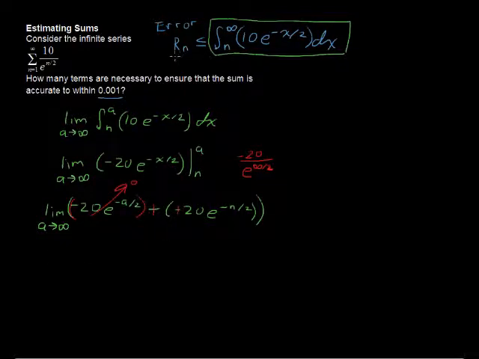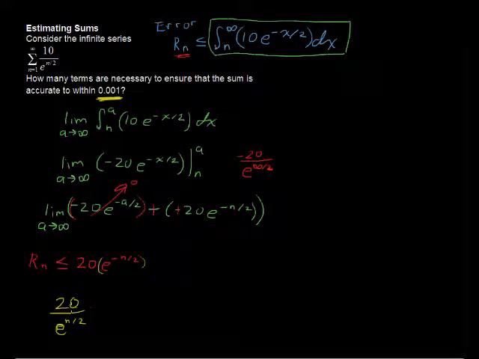So now we have, this was R sub n in the beginning. This R sub n was less than this. This error is less than 20 times e to the negative n over 2. So now what we can say is, if we find some n such that this whole thing is less than the error of 0.001, then we're okay. So if we find an n such that 20 over e to the n over 2, where I just used properties of negative exponents to put this part back in the denominator, is less than or equal to our allowable error, 0.001, then we have the number of terms that we need.